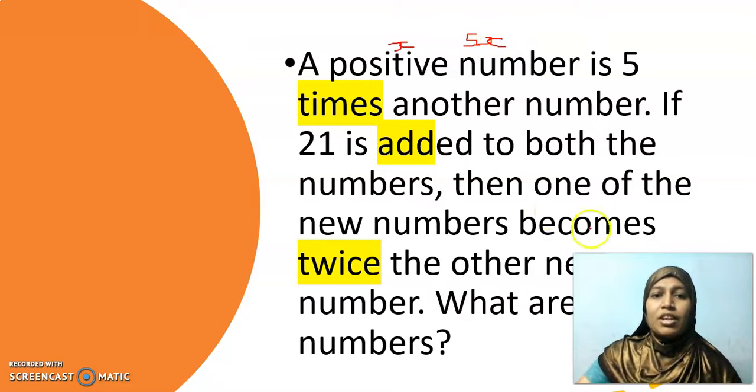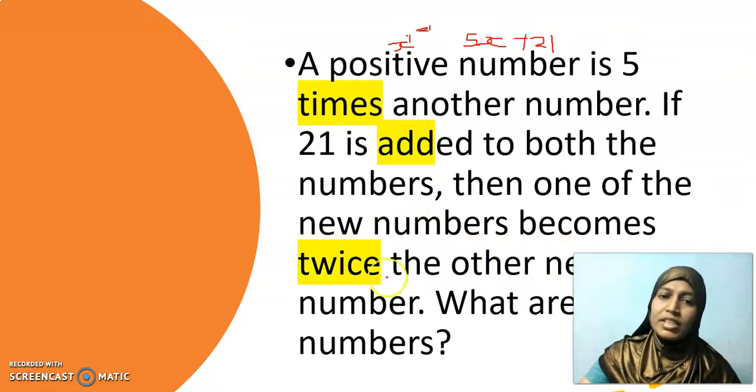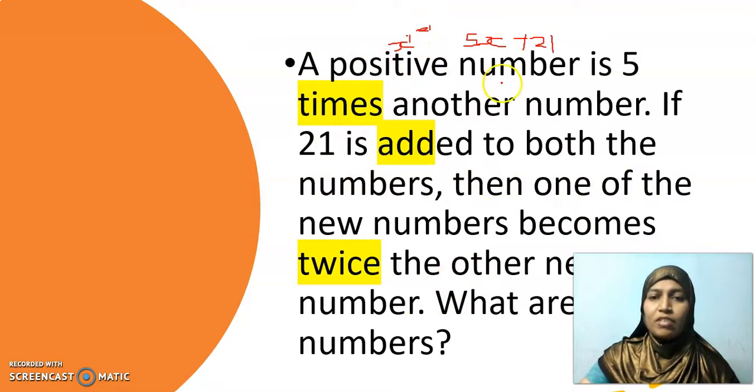If 21 is added to both the numbers, if I add 21 to both the numbers, what will happen? Then one of the numbers becomes twice the other new number. If I add 21 to both the numbers, I will get two new numbers. One of the new numbers is twice the other new number. Which will be twice the other?